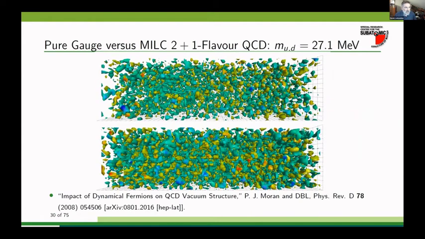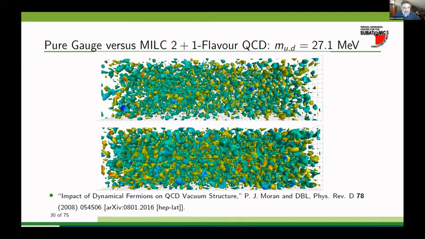And we're doing a comparison here of the pure gauge and MILC 2+1 flavor QCD gauge field configurations. In the 2+1 flavor, the light quark masses were 27.1 MeV. So this was looked at quite a while ago. What was it? There we go, 2008. And can you tell which one is quenched and which one is dynamical fermions? If you said the top one was pure gauge, you're absolutely right.